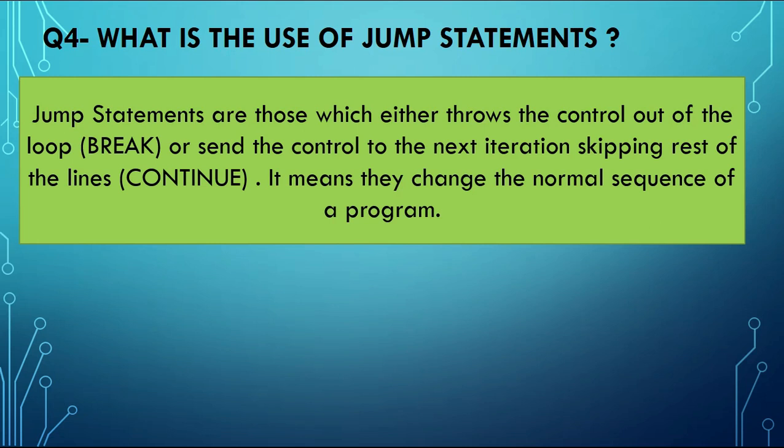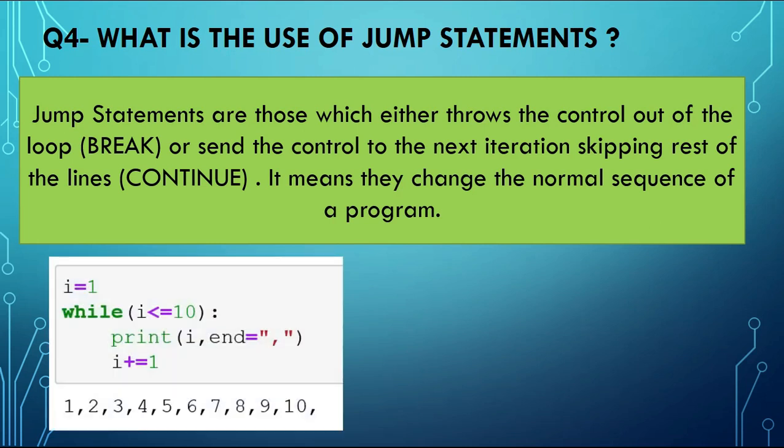So you can see one example: in normal programming, if we are not using break or continue, it works like this. The value of i equal to 1, while i less than equal to 10, print i and a comma, and i plus equal to 1. So it will print 1 to 10. Normally all the numbers will be printed.